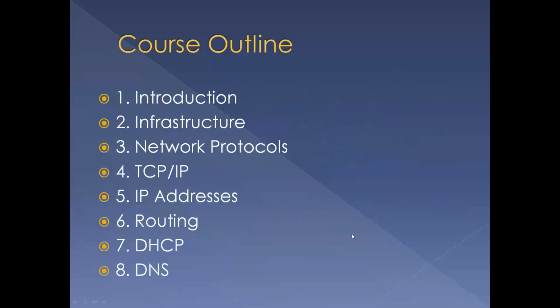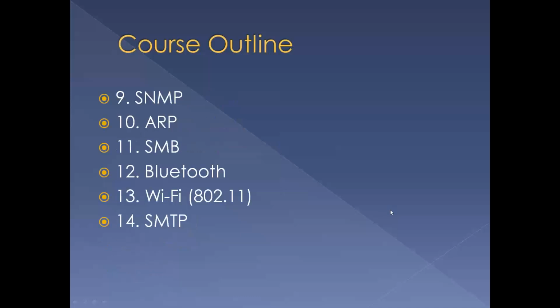So this is what we're starting with. Our outline is going to involve an introduction, some infrastructure, networking protocols, TCP/IP, IP addresses, routing, DHCP, DNS, SMTP, ARP, SMB. These are all TCP/IP protocols. Then we're going to switch a little bit into some radio networking. Bluetooth is radio networking, RF networking. Wi-Fi is radio networking. And lastly, SMTP, if we have time. We're going to try to cover all of those. The book is going to cover even more subject matter than we have here, but this is going to cover probably the most important protocols in networking.